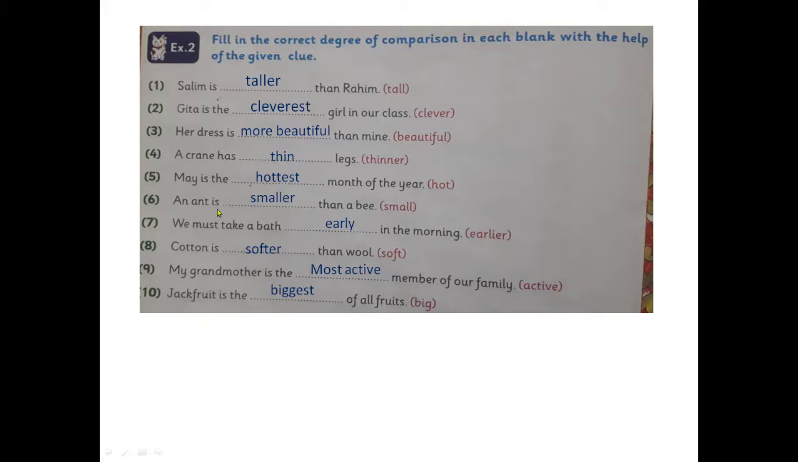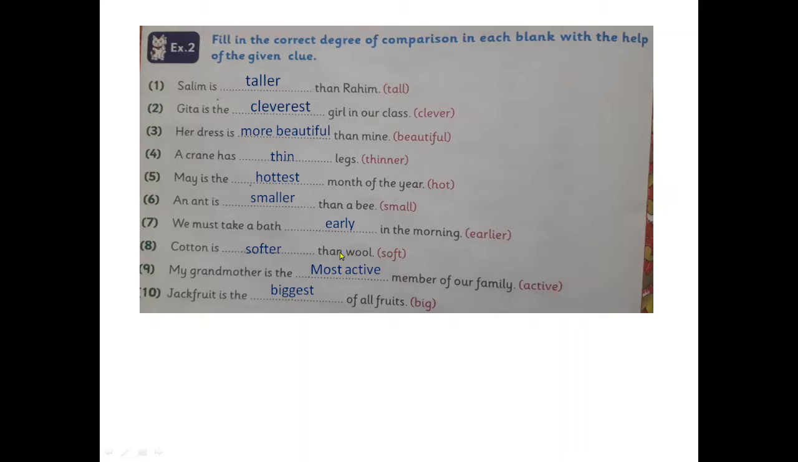An ant is dash than a bee. Here again is a comparison between two. So we will use the comparative form of the describing word, adjective small, that is smaller. We must take a bath early in the morning. Earlier is the comparative form, but here we have to use the positive form, that is early. How do we have to wake up or take a bath? Early.